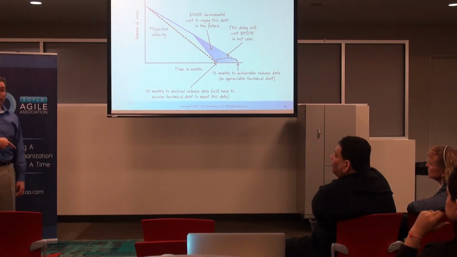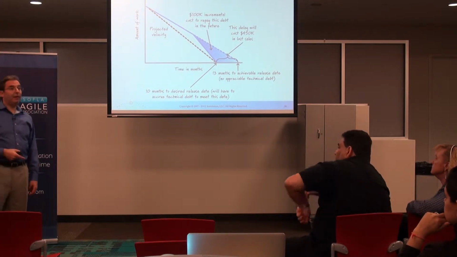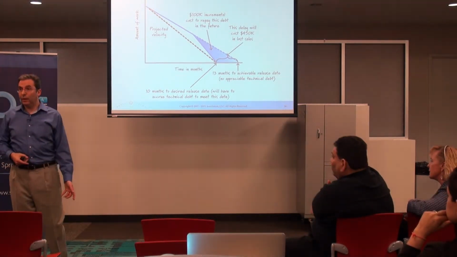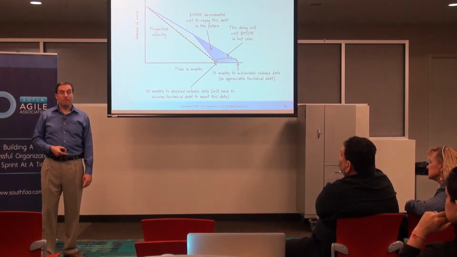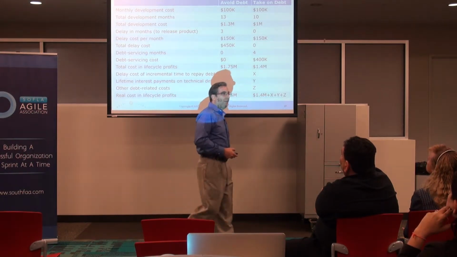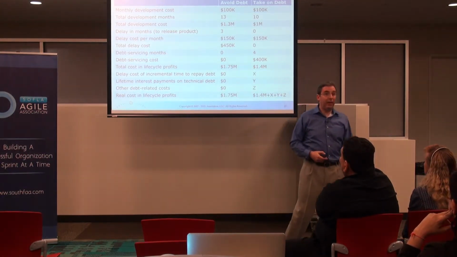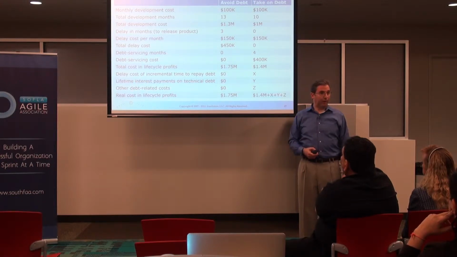So they want it in 10. We think it's going to take 13. If we get it done in 10, we will take on technical debt in order to do it. We will cut corners to get it done. Pretty good? All right. Let's do a little bit of math. And I'll show you why I think a lot of senior management teams derail at this point.